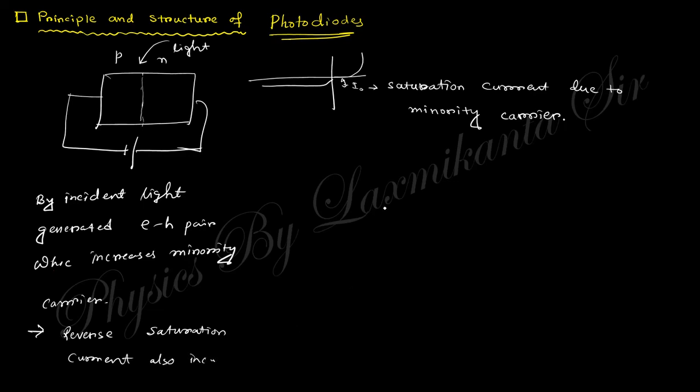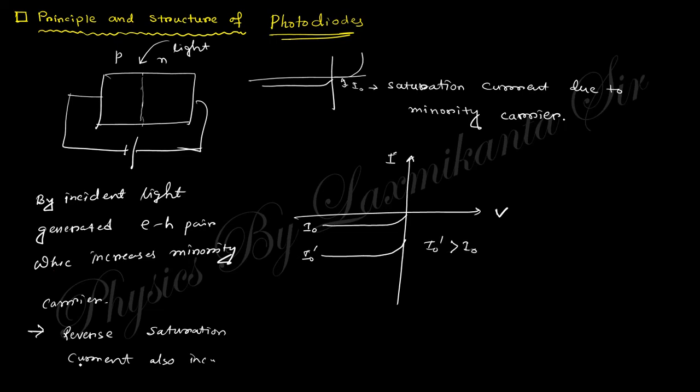So if you want to draw the IV diagram, this is V and this is I. Without light this will be like that, and with increasing light this will increase like that. So this is I0 and this is I0 prime. I0 prime is greater than I0. This is in dark and this is in light. So due to light there is a change in the reverse saturation current, so the response to light can be detected using this photodiode.